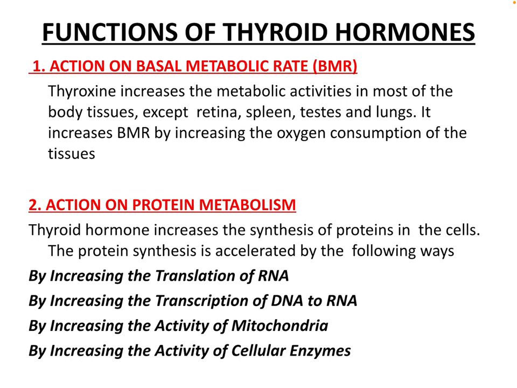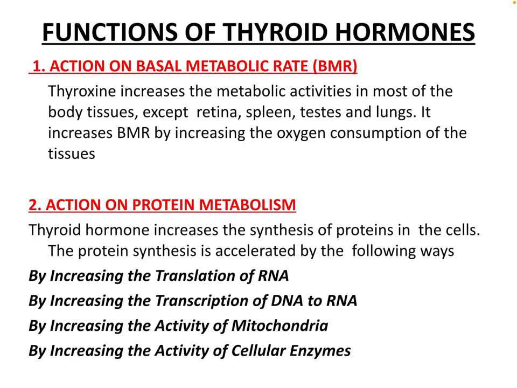The action that increases the BMR is called calorigenic action. In hyperthyroidism, BMR increases by about 60% to 100% above the normal level. And in hypothyroidism, it falls by 20% to 40% below the normal level.